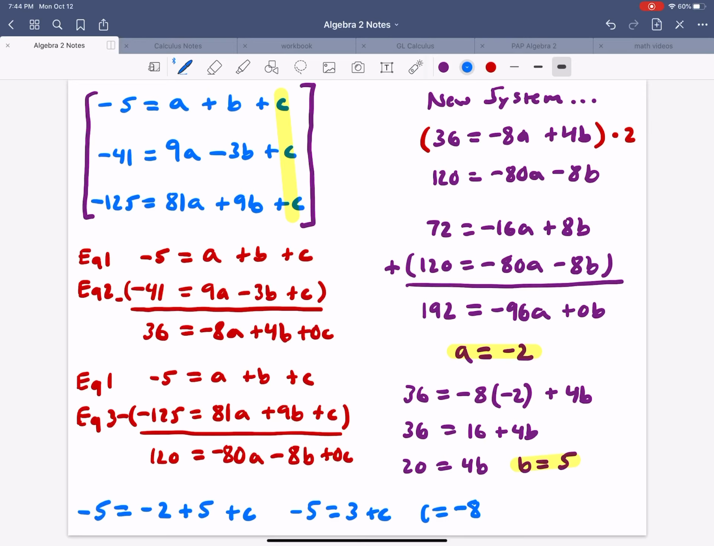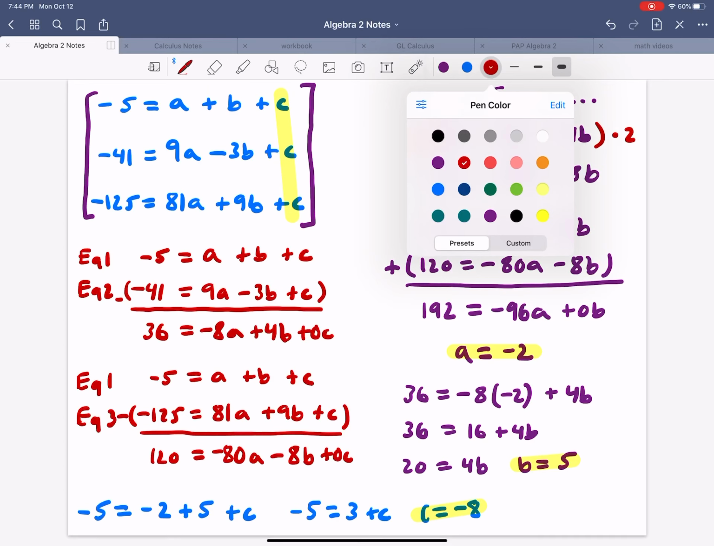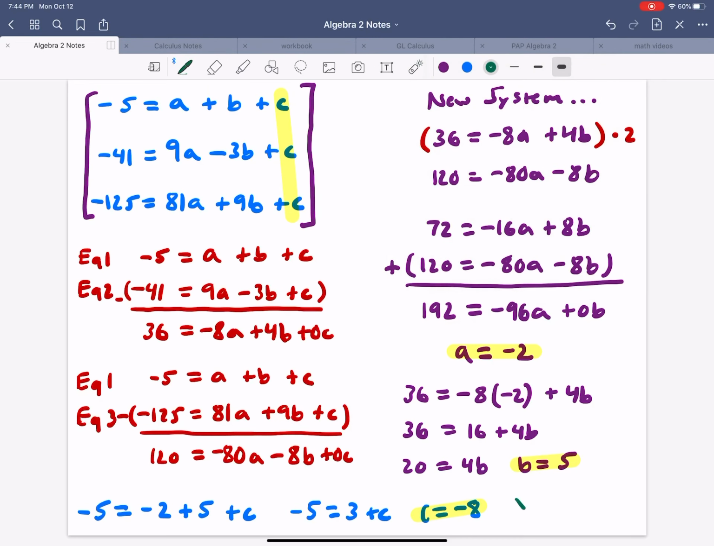So the last thing that we're going to do is put this all together in one equation. We're going to say that our solution is Y equals negative 2x squared plus 5x, hold tight, ran out of room, sliding that over a little bit, minus 8. And we put it all together.